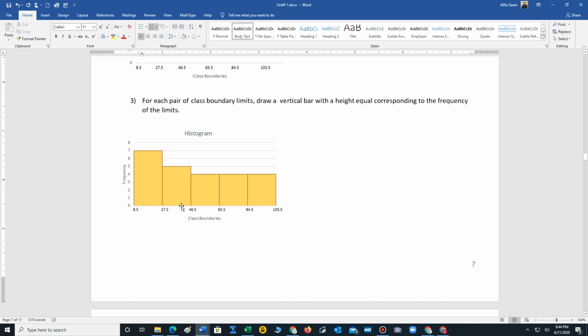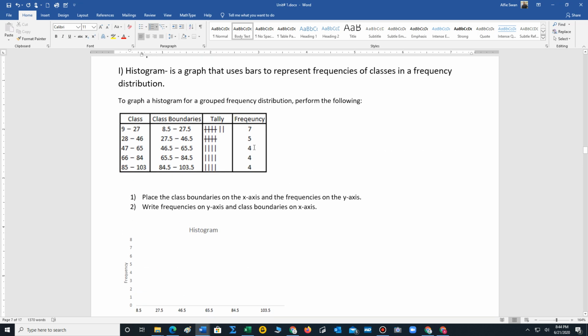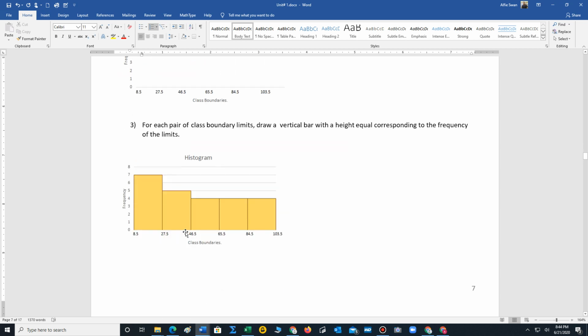Now we construct the next bar. That has a height of 5, and that's going to be for the pair of 27.5 and 46.5. You draw the histogram, and you just repeat for all the other pairs. And this right here is your histogram. You want to ensure that the bars touch. For a histogram, the bars must touch. If you just have a regular bar graph, the bars do not have to touch, but in the histogram it is required that the bars touch.